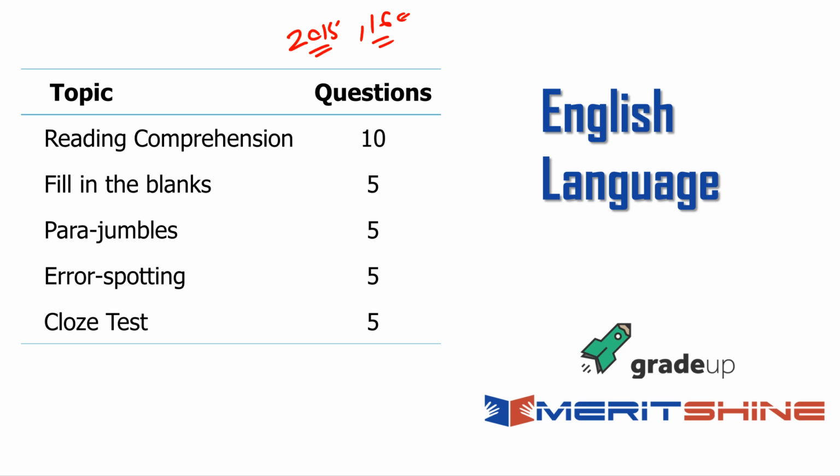But the fact is that this was 10 questions with 4 synonym, antonym type of questions. So this remained the same. 5 fill in the blanks, 5 cloze test, 5 parajumbles and error spotting questions. So it was like that in both the years. Good chance that it would remain like that.